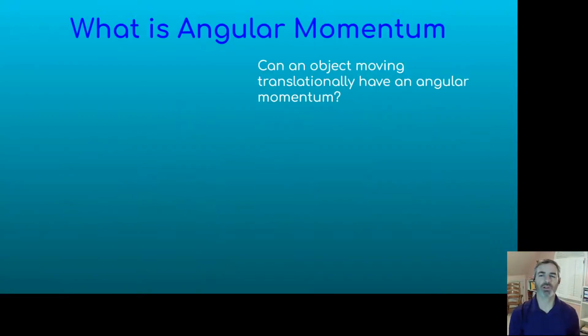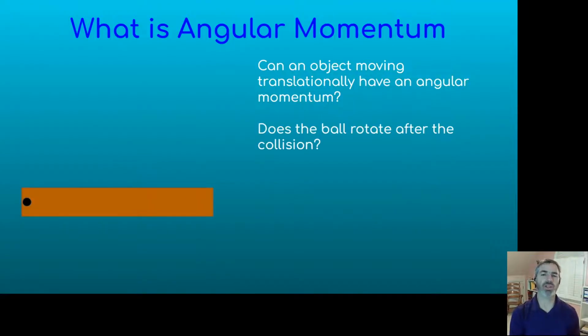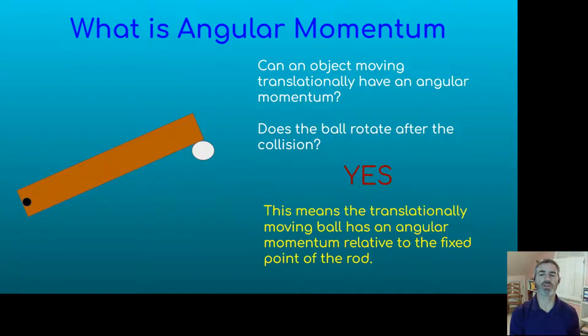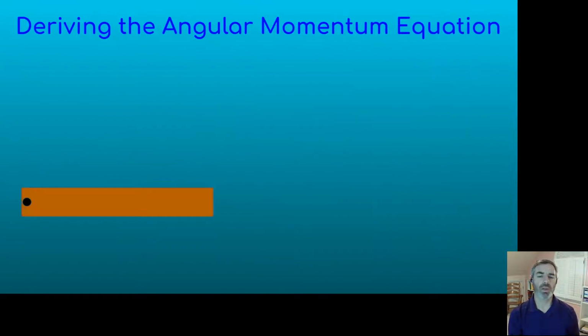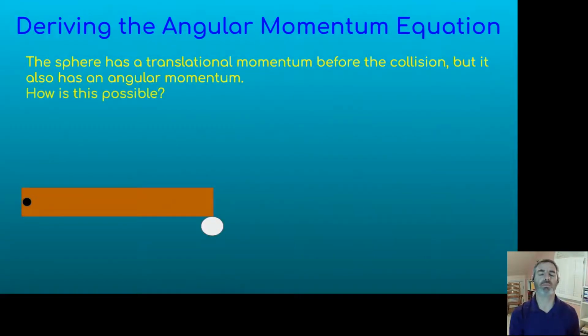So can an object moving translationally have an angular momentum? Does the ball rotate after the collision? Well, of course it does, because it's stuck to the rod. So we know that it rotates after the collision. And this means that the translationally moving ball has an angular momentum relative to the fixed point. Well, what does that mean? The ball hits on the outermost edge, and we want to know how it is possible that a ball can have an angular momentum moving translationally.